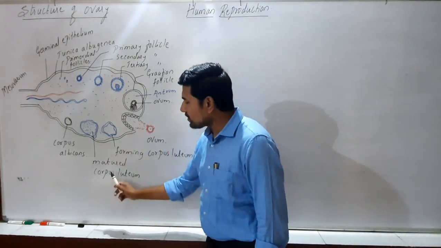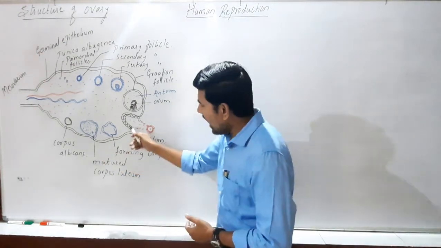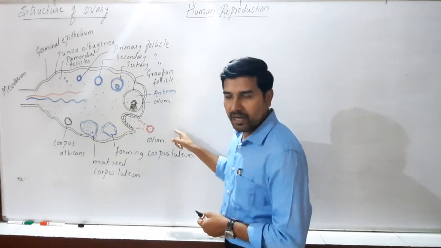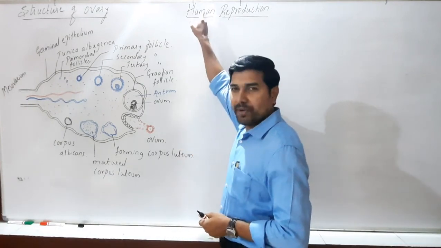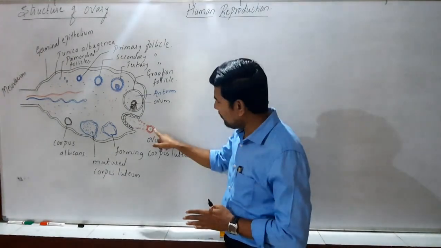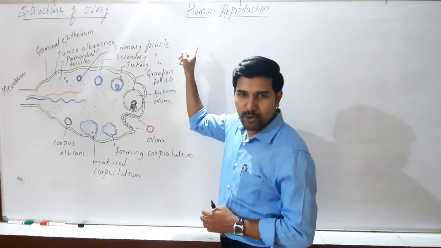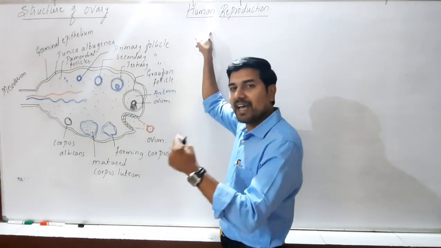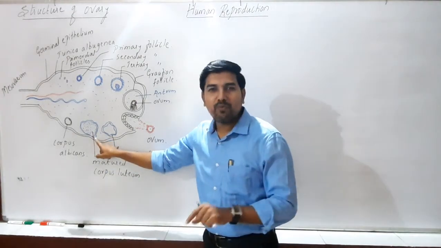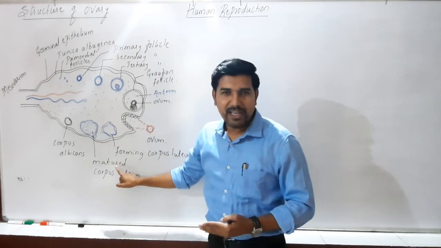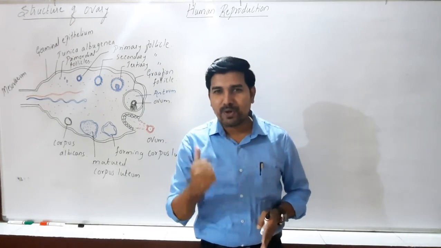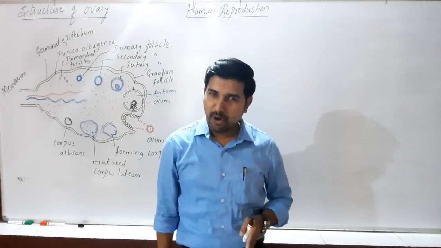Then, why does the corpus luteum get degenerated? After ovulation on the 14th day, when the egg is released from the ovary, it enters the fallopian tube. Remember the female reproductive system. The egg travels in the fallopian tube, or oviduct, and in the oviduct it has to get fertilized. If it gets fertilized, then the corpus luteum will secrete progesterone hormone continuously so that the pregnancy can be maintained. Because of this, progesterone is called the pregnancy maintaining hormone.